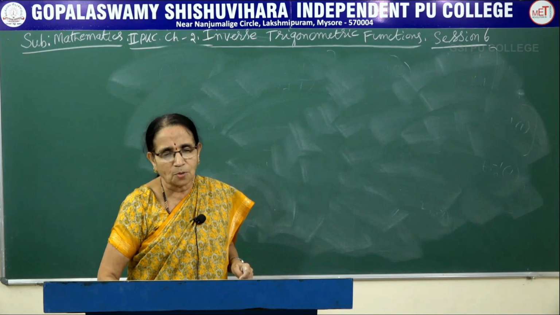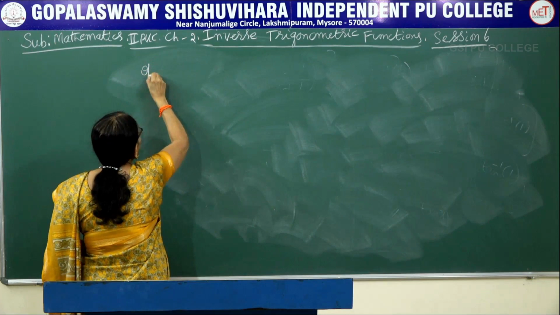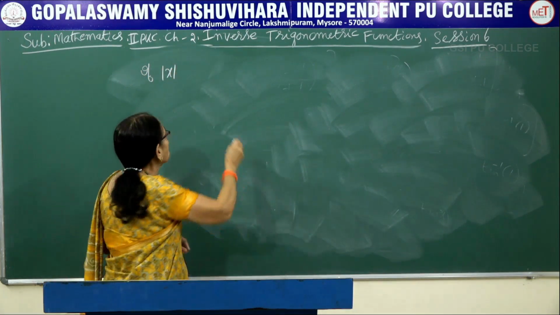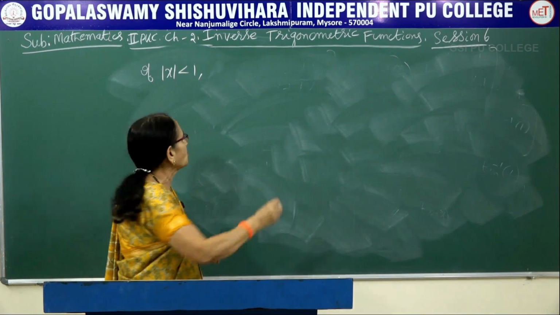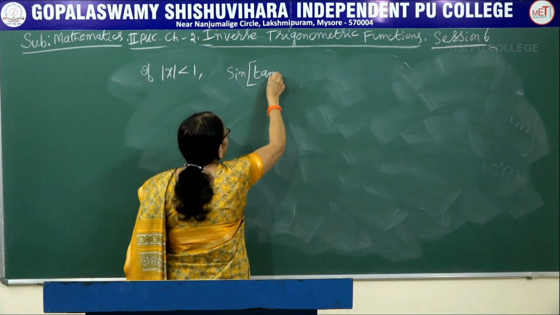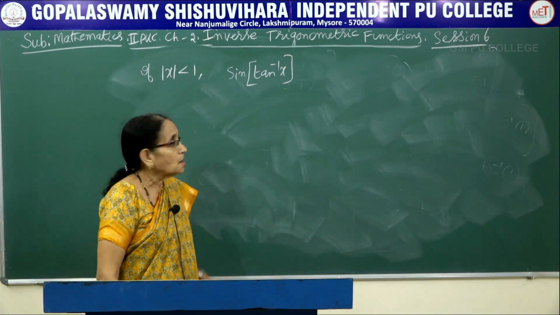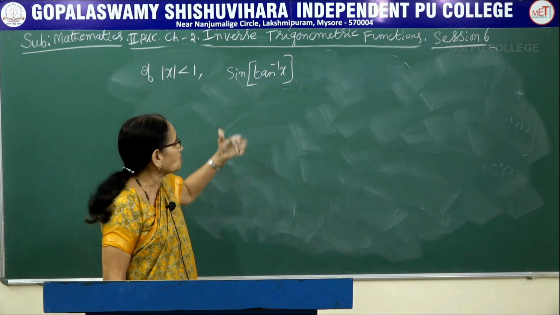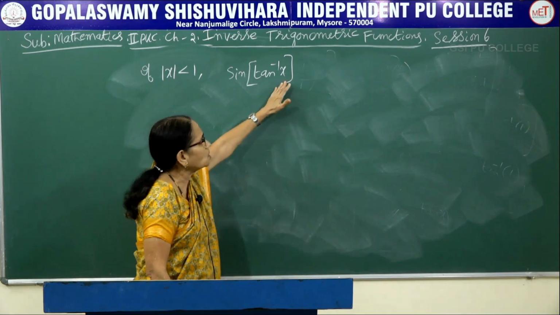Now let's move on to the next problem. One condition is given here. If modulus of x is less than 1, find the value of sine of tan inverse x. This can be given for a 2-mark question, that's all. If mod x is less than 1, you have to find the value, or express this in another way, sine of tan inverse x. Now x is an unknown number here.